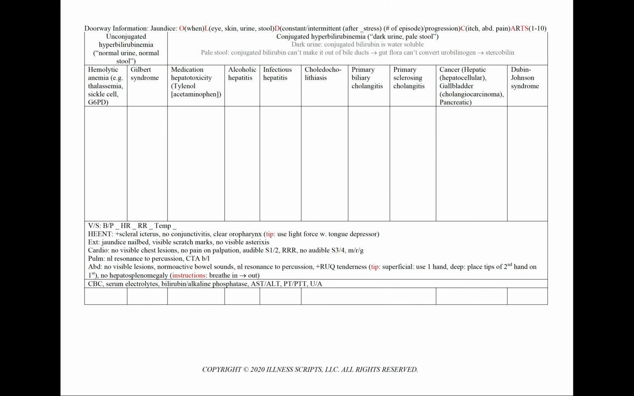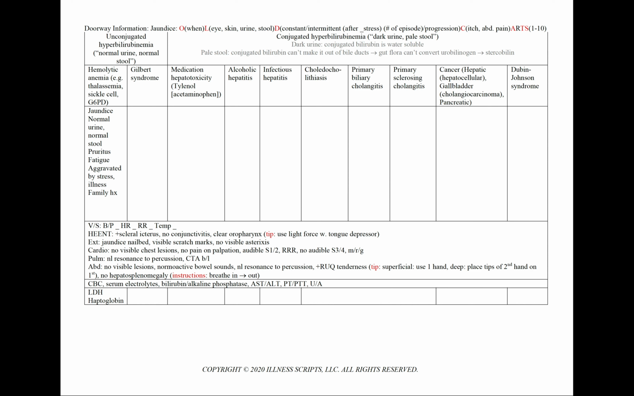our review of symptoms. For all cases, we should order CBC, serum electrolytes, bilirubin and alkaline phosphatase, an AST and ALT, and a PT and PTT, even though we see no blood in the stool, and that's because we're interested in checking the synthetic function of the liver, and a urinalysis to see if any bilirubin is leaking out.